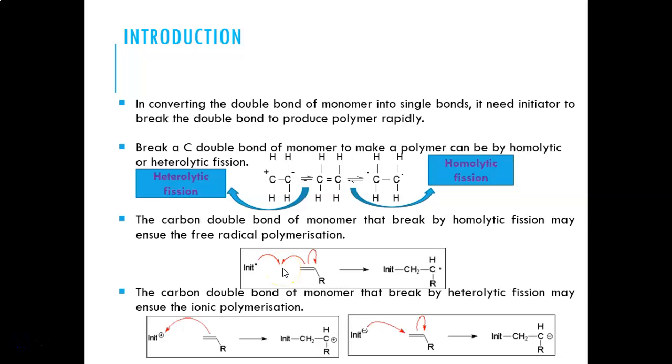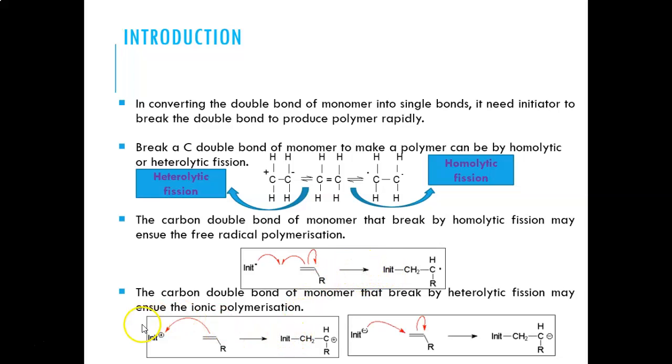The initiator together with the radical will attack the double bond of the monomer, and we produce a polymer with the initiator together with the unpaired electron. This is for homolytic fission.